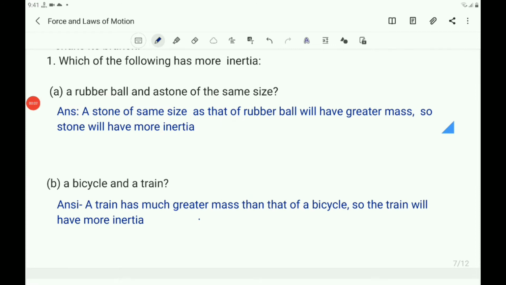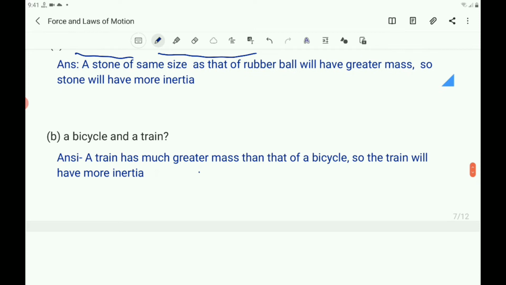Children, you write the answer. What is the question? Which of the following has more inertia? First one is a rubber ball and a stone of the same size. A stone of the same size as the rubber ball will have greater mass. The mass of the stone is more than the mass of the rubber ball. So, the stone will have more inertia.